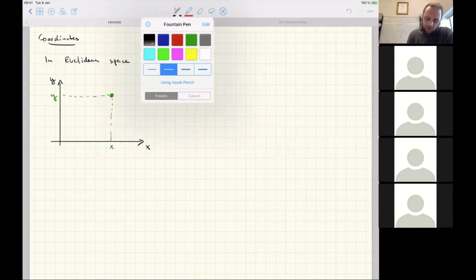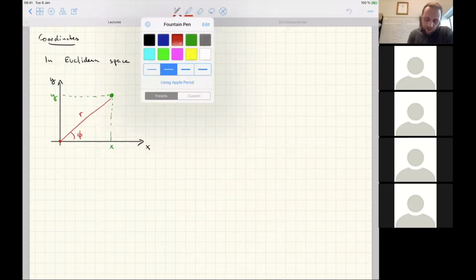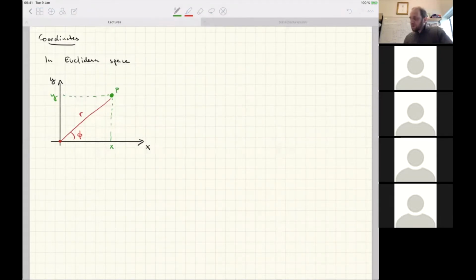Now, this is not the only coordinates that we can use. We can also use polar coordinates here. In that case, we would have r as the distance between the origin and the point, and we would have an angle here, which we can call phi. So either of these descriptions, giving either x and y or r and phi, will give you a unique description of this point here, which we can call P.